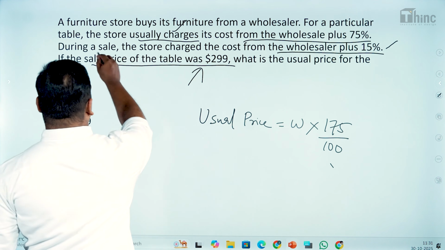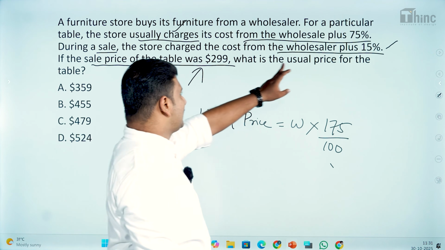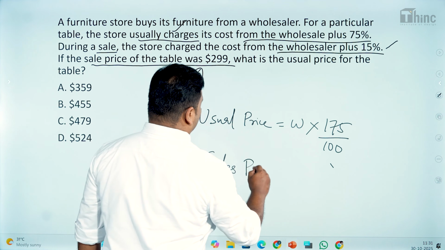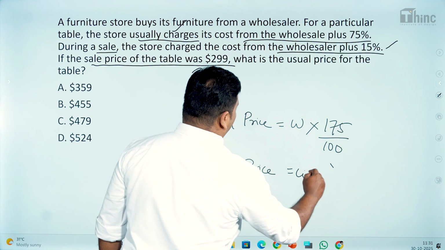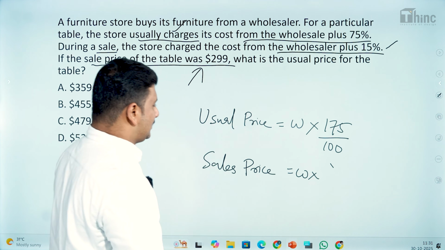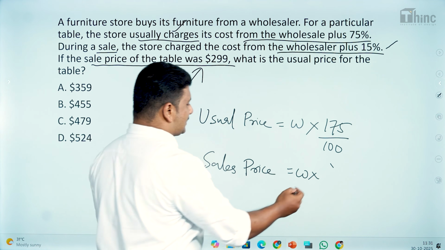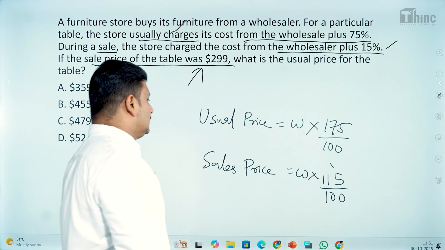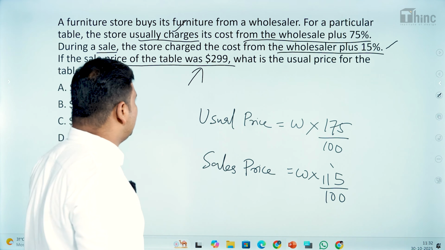Now during a sale, what is happening? They are charging wholesale price plus 15%. So what is the sales price? So sales price is wholesale price increased by 15%. So how can you increase the wholesale price by 15%? We'll multiply it with 115 by 100. So wholesale price increased by 15% is the sales price.